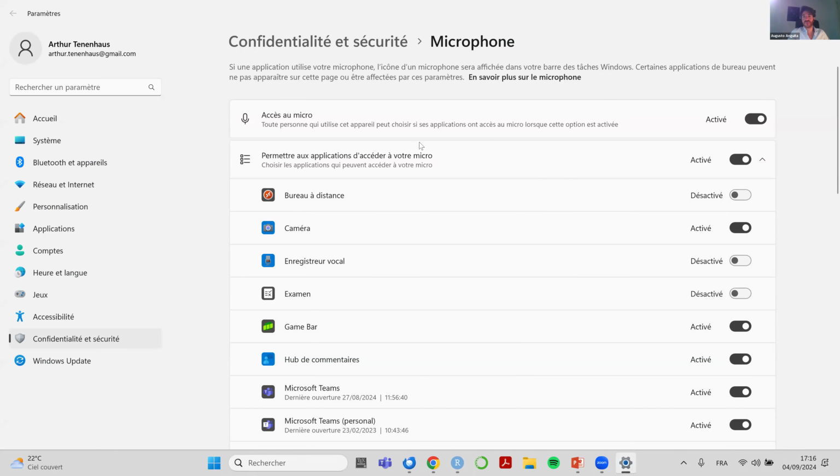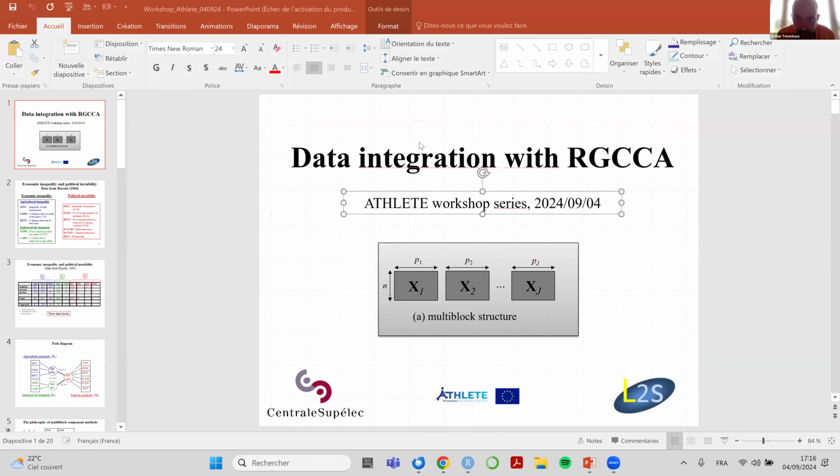Yes, okay. So it's about data integration with RGCCA. So RGCCA is a very general framework for data integration. It means regularized generalized canonical correlation analysis. And the talk for today is about, I think, what Augusto called the vertical integration or horizontal integration.